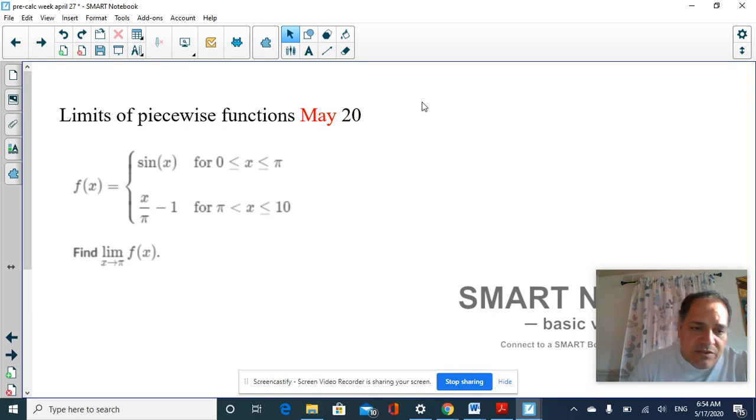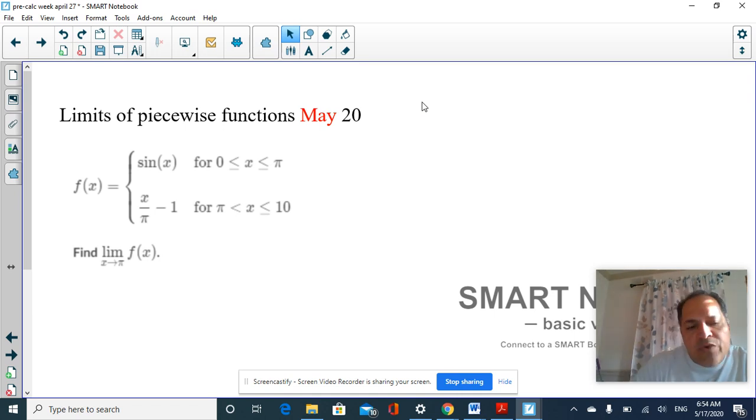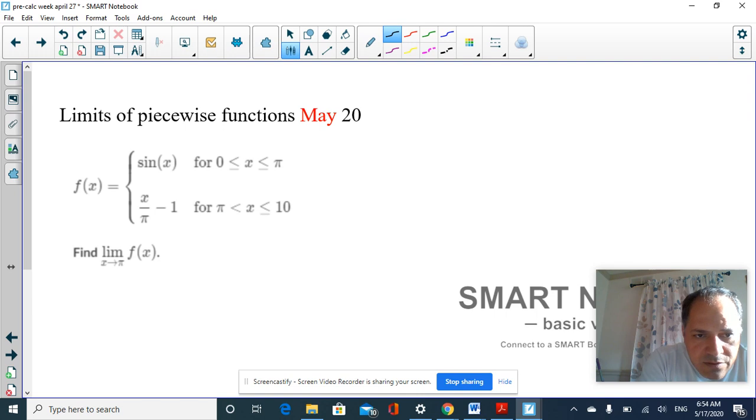So if we want to find the limit of any piecewise function, we have to find the limit from left and right. Okay? So for example, if you look at this question, this is your function when x is less than pi. If you look here, this is x less than pi. So this part, f of x equals sine x, represents the limit from left because x is less than pi.